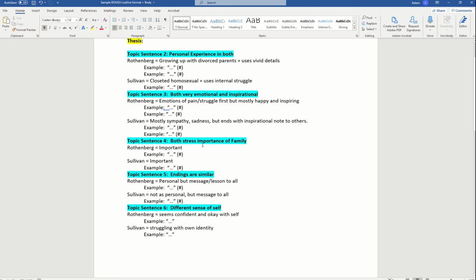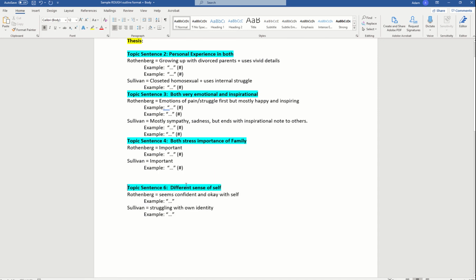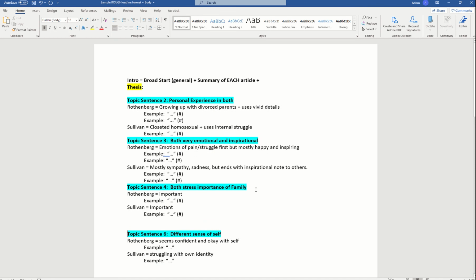I like the idea of stressing the importance of family. I don't think I could write a lot about the endings either, so I'm going to cut 2 of those. And that leaves me with 1, 2, 3, 4 ideas for body paragraphs. Now what I have to do is cram those into a thesis.